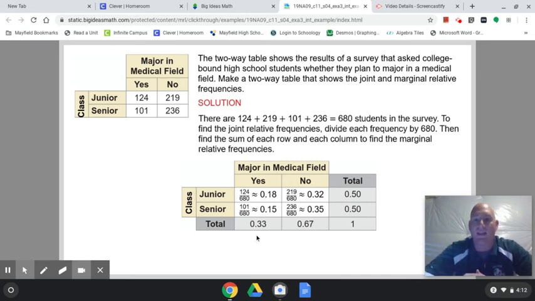Now we look at the yes-no part. Okay, now we can see some discrepancy. 33% of the total said yes. 2/3 or 67% said no. So if I was just going to grab a typical junior or senior, I can confidently say 1/3 of them are going to the medical field, 2/3 are not. But that's all we're doing in this section.